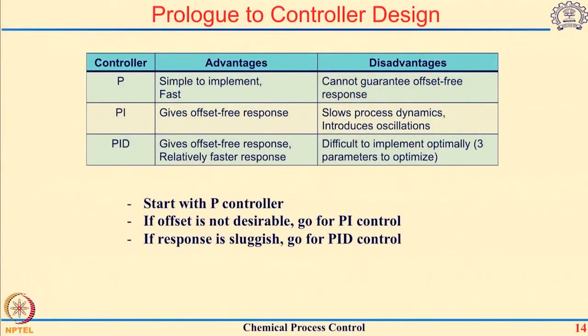And it is going to give you a fast response, but it will be with offset. So if offset is not desirable, if you want the process to always reach its set point value, then you will go for a PI controller. If the addition of integral action is going to slow down the response, then you will also add a little bit of derivative action and go with a PID controller. In general, if you visit any chemical industry, wherever offset is undesired, you will see that a PI controller is used rather than a PID.